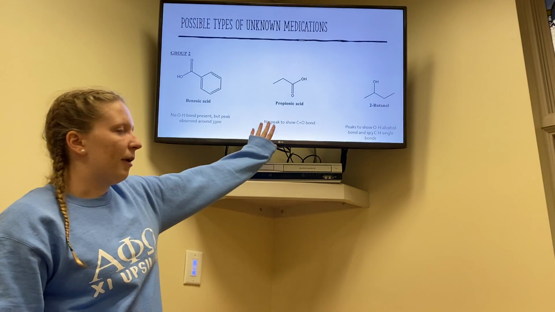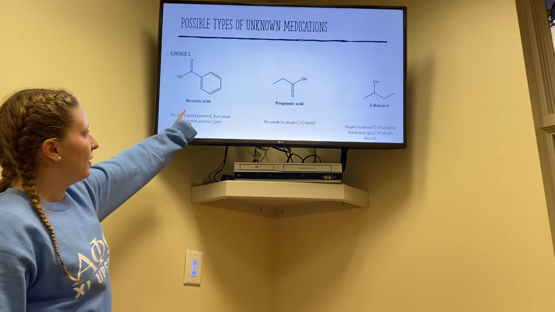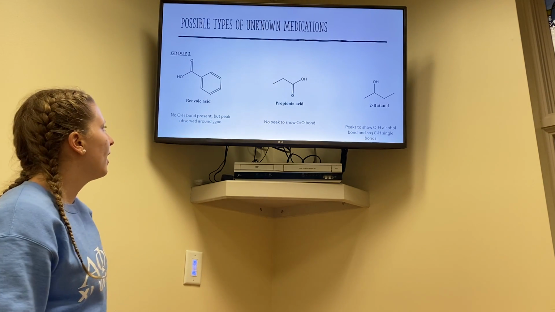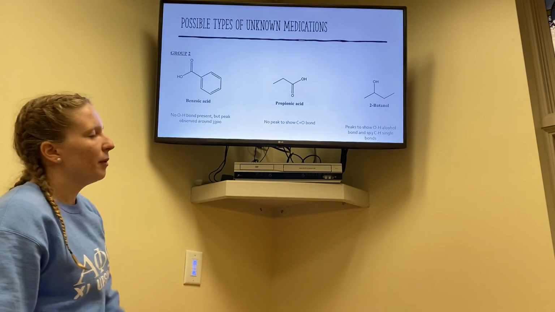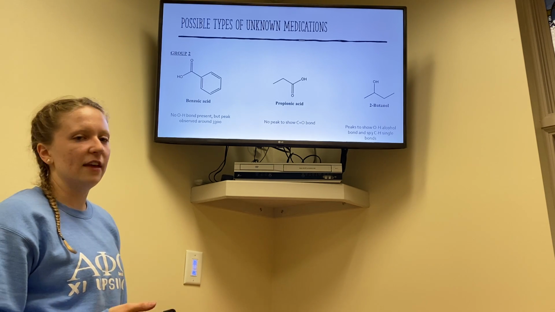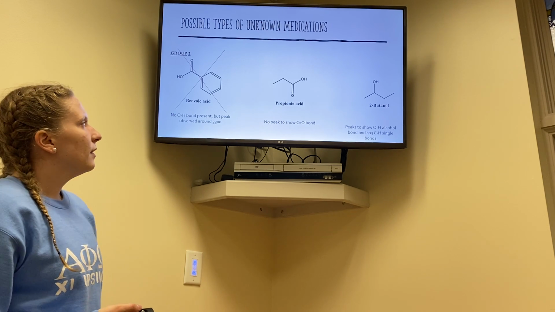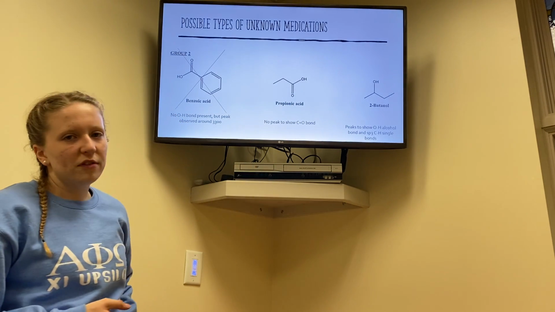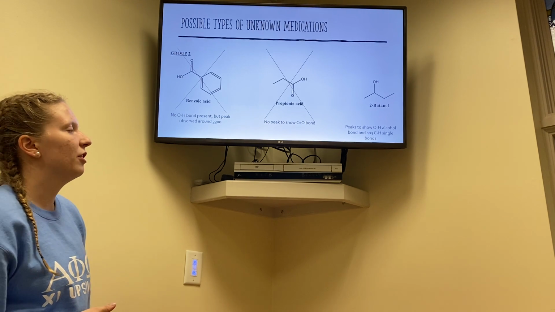These are the 3 possibilities for what this unknown medication could be. So the first one is benzoic acid, and we know that it's not this one based on the information from the spectra that we just looked at, because there is no OH bond in this compound. So we had that broad peak around 3,300 that tells us that an OH bond is present, and this molecule does not have that. The second one is a propionic acid. This compound has a CO bond present, and there was no peak in the spectra to show that that was present, so we know that this is not what the medication is.